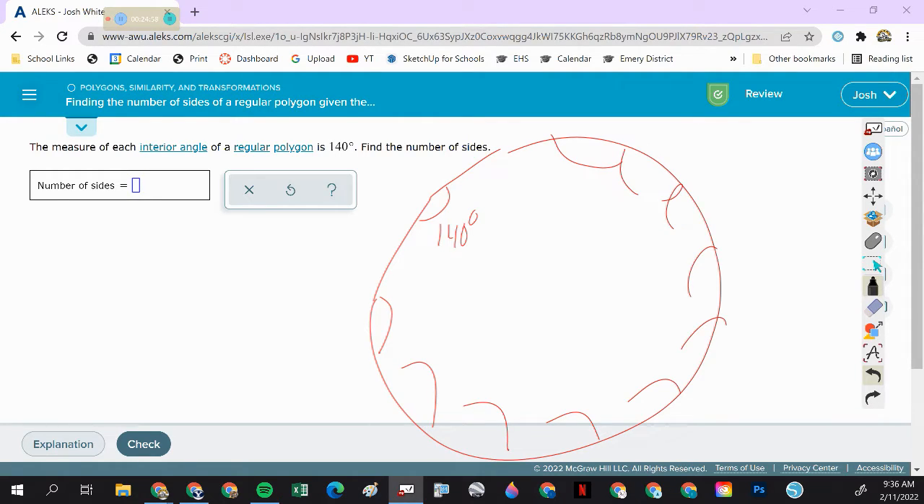I don't know. And if I don't know that, then I can't use that method to figure out how many sides there are. I use the exterior angle, right? So if this is 140, then how big is that? 40. How many 40s does it take to get to 360? So we take 360 and we divide it by 40, and I get 9. So that shape has 9 sides.